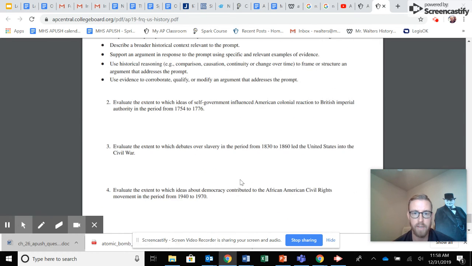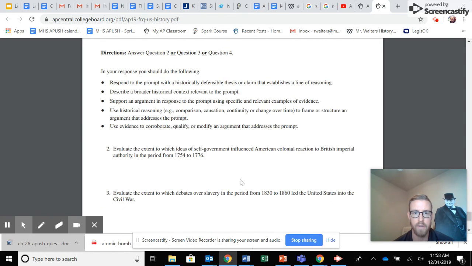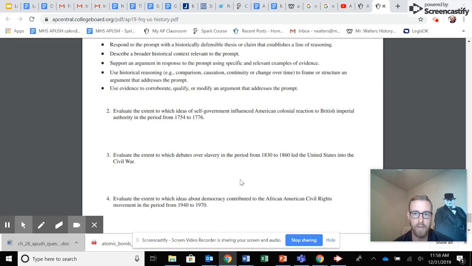And then here at the end, you get to pick your essay. So they gave you a question: evaluate the extent to which self-government influenced American colonial reaction to British imperial authority. Evaluate the extent to which the debates over slavery led to the United States' entry into the Civil War. Evaluate the extent to which ideas about democracy contributed to the African American civil rights movement. So again, you got to choose out of those three which one you wanted to write the essay over.